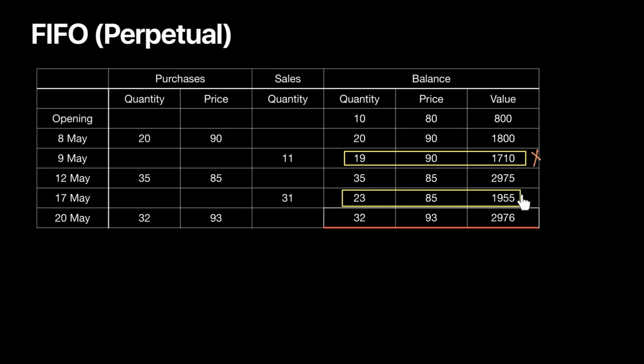That's my outstanding balance after the sale. 23 units worth $85 each. So that becomes $1955. Please understand that this batch has now been sold, and out of this 35, 12 were sold additionally because we had to sell 31. So 19 went from here, 12 went from here. So you're left with 23 at 85. Now on 20th, when we buy 32 more units at 93, that will be added to this balance.